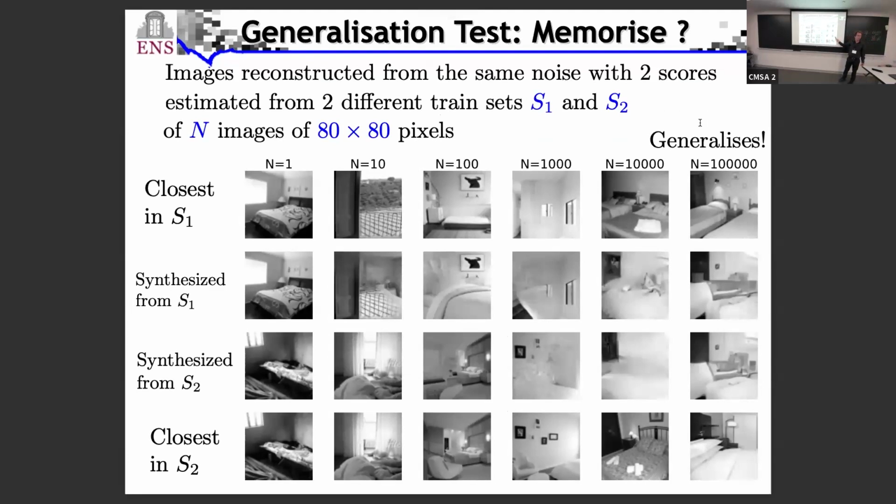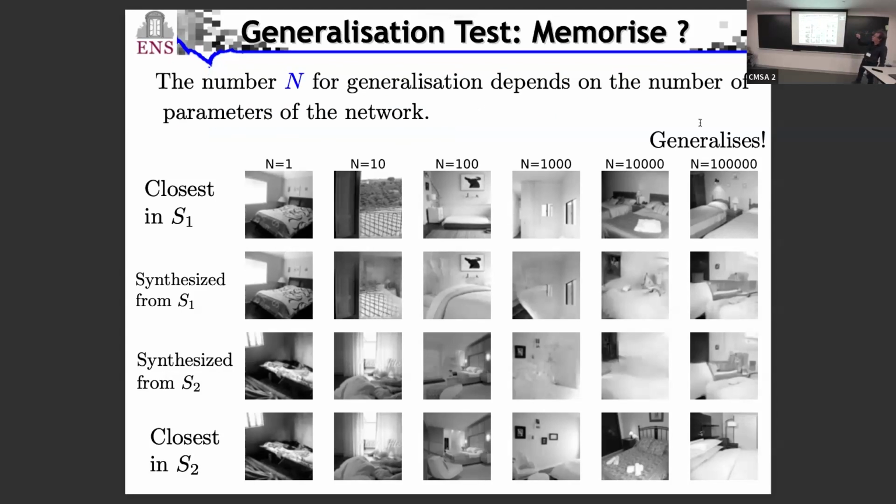One important point is that you see generalization with 100,000 images, but the images that we had were only 80 by 80. When you begin to increase the size of the image, this increases a lot. That means that, yes, these algorithms generalize, but you really need a lot of data to do so. And so that's the number n of generalization.